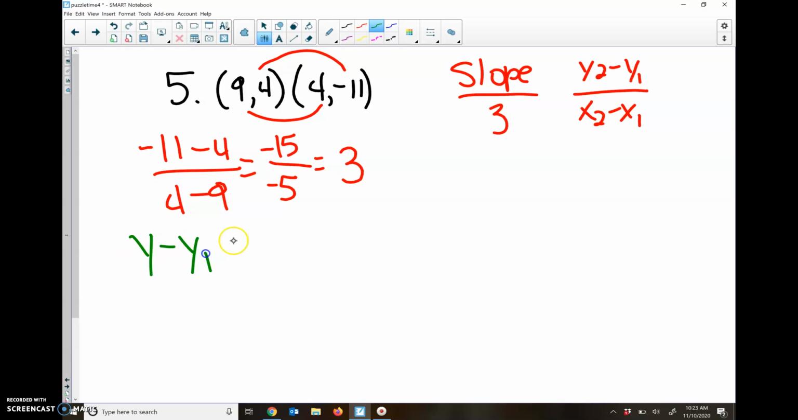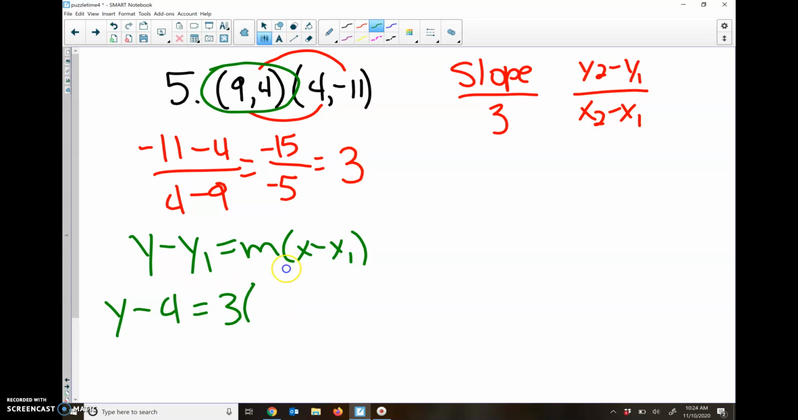So y minus y1 equals m, and then x minus x1. And remember, we can pick either one of these points. Again, I don't want to deal with negatives over here, so I'm going to pick 4 or 9 and 4 here. Again, doesn't matter which one you pick. If you don't believe me, hopefully you watched the video from yesterday and I proved you wrong. So here we go, y minus y1. And so my y for this problem is 4. My m, our slope, we figured out was 3. And then x minus the x1, and the x1 for this problem is 9.